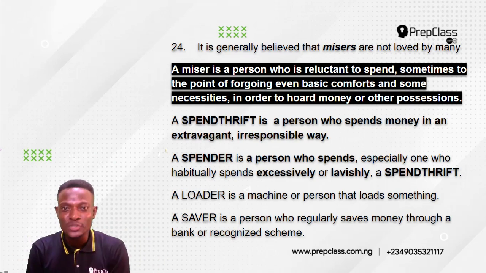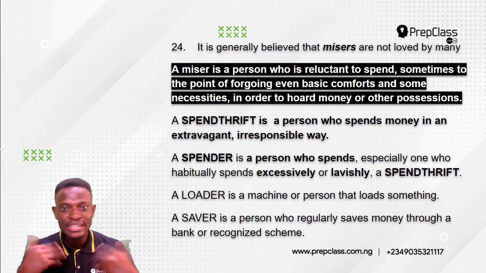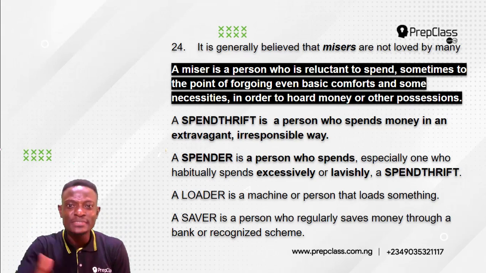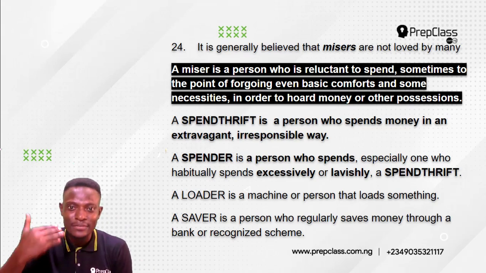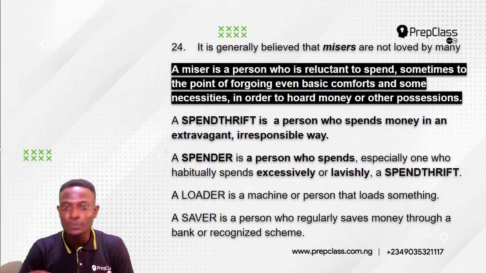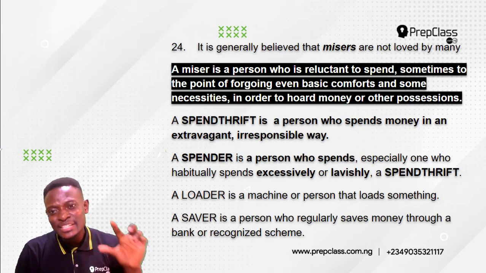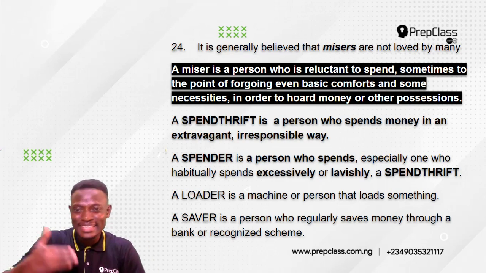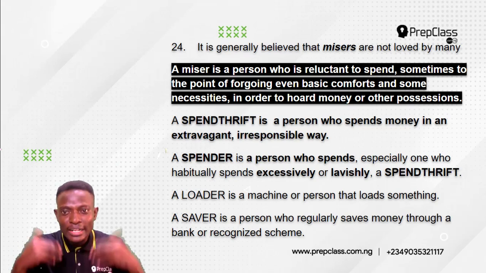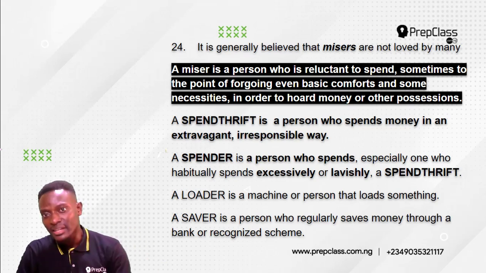So which of these options is the opposite in meaning to miser? Remember, a miser is a person who is reluctant to spend. Now, a spendthrift is a person who spends money in an extravagant or irresponsible way. So, a spendthrift is not reluctant to spend. A spender is a person who spends, especially one who habitually spends excessively or lavishly, a spendthrift. So, looking at these options, option A and B are antonyms for miser.